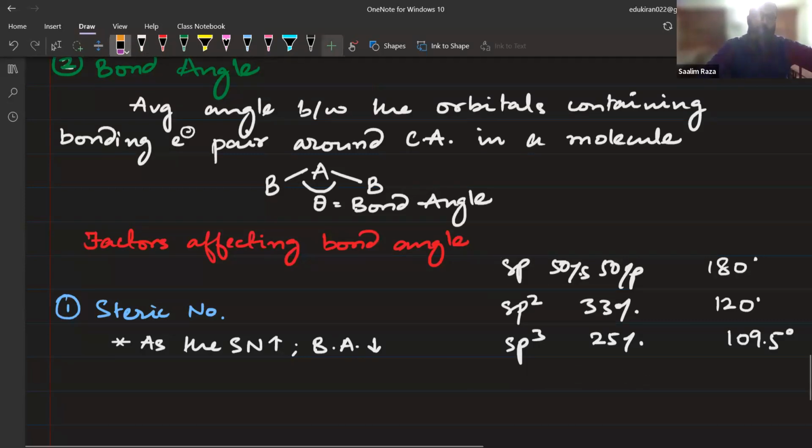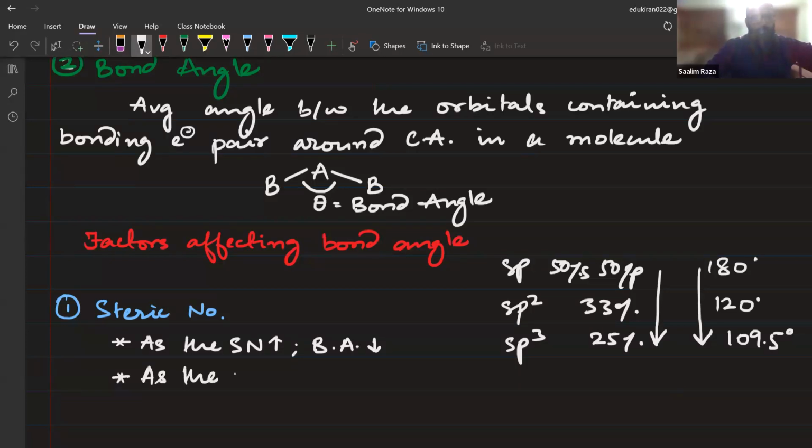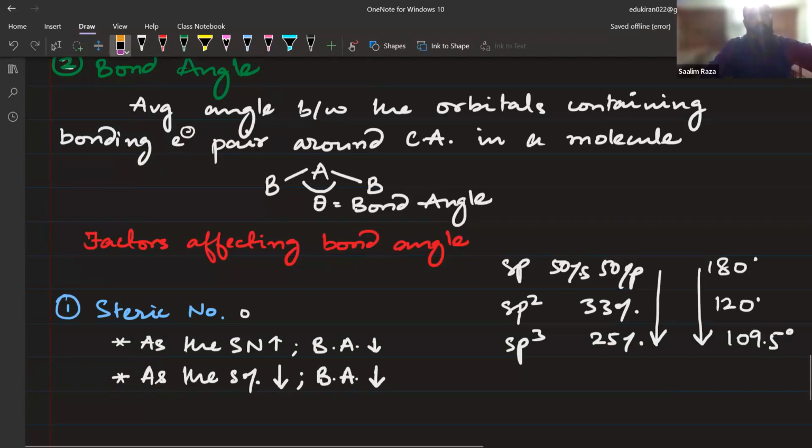Now here we can say that as the s percentage decreases, bond angle also decreases. Is it visible to everyone? So we will write: as the s percentage decreases, bond angle decreases. So steric number, or this particular factor, can also be known as the percentage s character. Let me know once you're done.